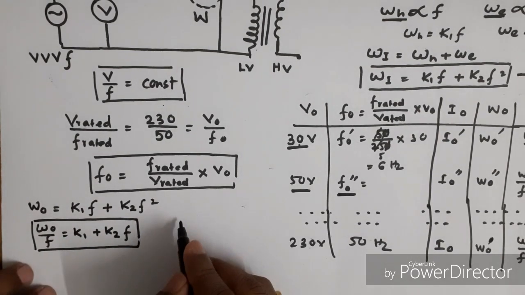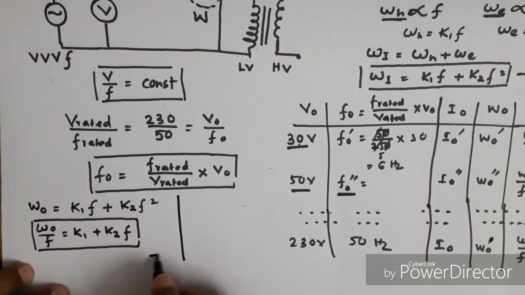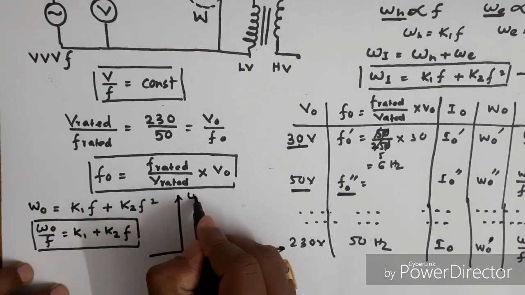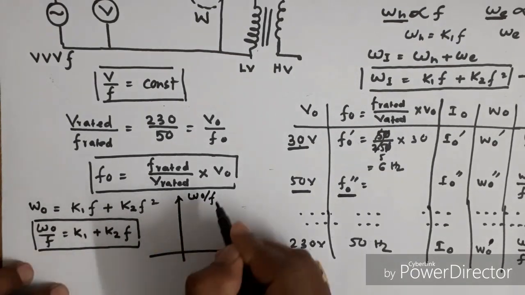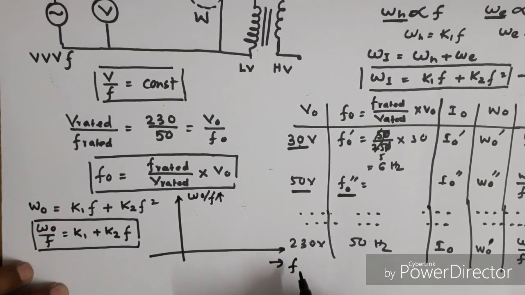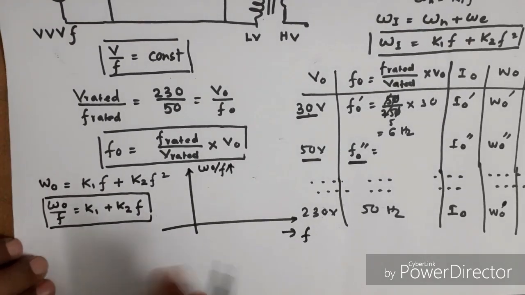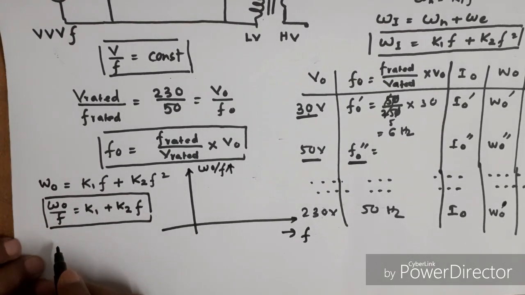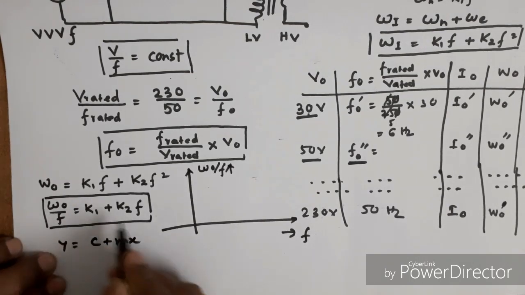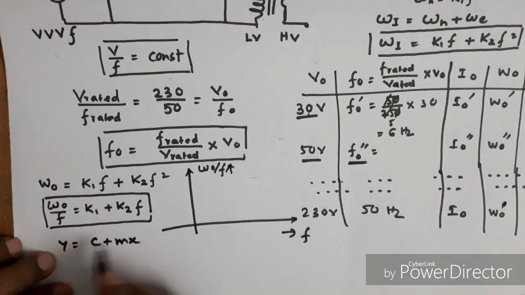Now, if I plot a graph of W0 by F versus frequency, this is a y equal to C plus mx equation. That means the graph will be a straight line not passing through the origin.